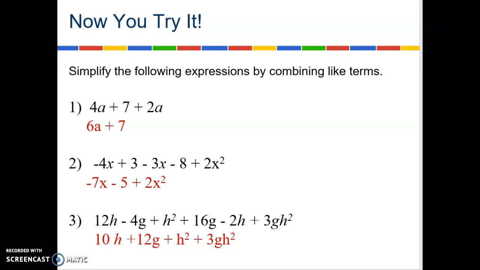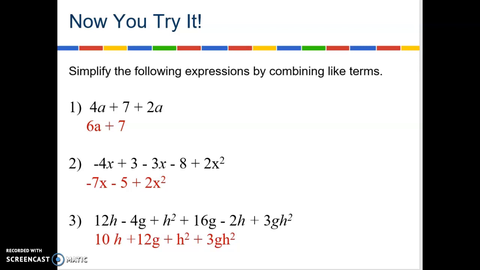All right, and let's take a look now at the third example. Let's take a look at what we've got. We've got 12h minus 4g plus h squared plus 16g minus 2h plus 3gh squared. All right, so let's start. I'm going to start with the 12h. Is there any other h? Now remember, to be a like term, it has to have the same exact variable, so it would have to be h. Oh, look, I see a negative 2h. So what is 12h minus 2h? That would be 10h.